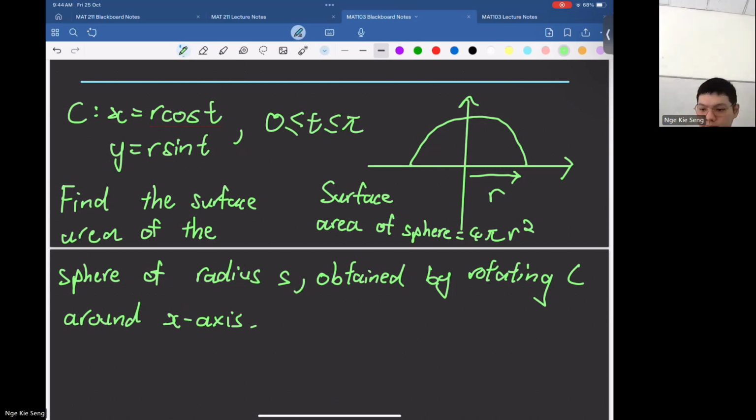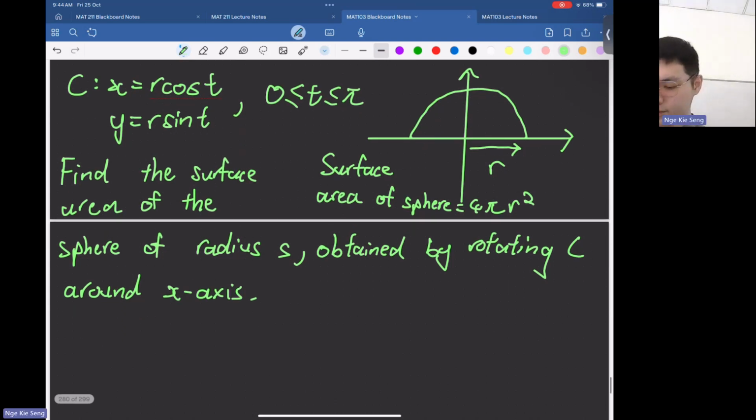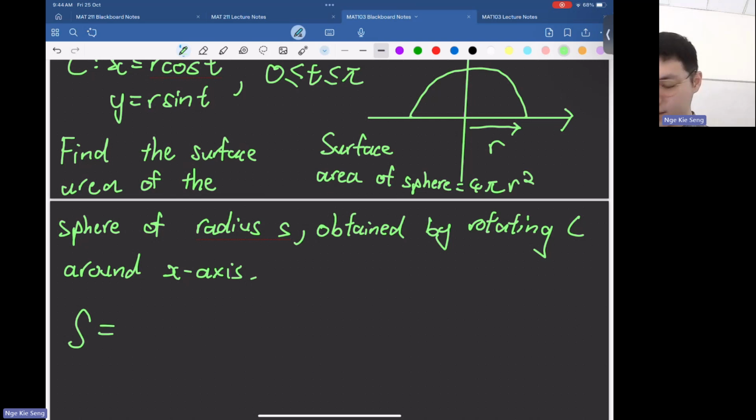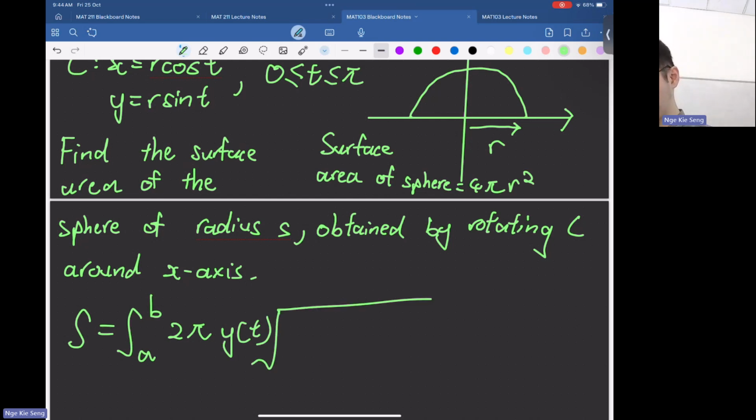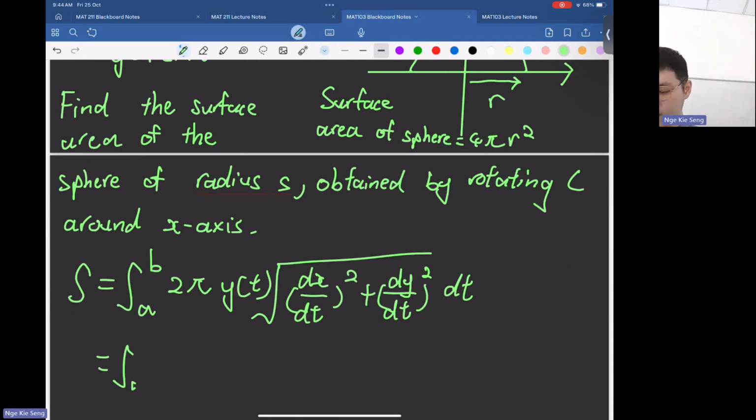Okay, so what's the formula? The formula is the integral from a to b of 2 pi y(t), times the square root of the derivative of x with respect to t, squared, plus the derivative of y with respect to t, squared, dt. If you put everything together, what do you get? Try to compute and see if you get the same answer.